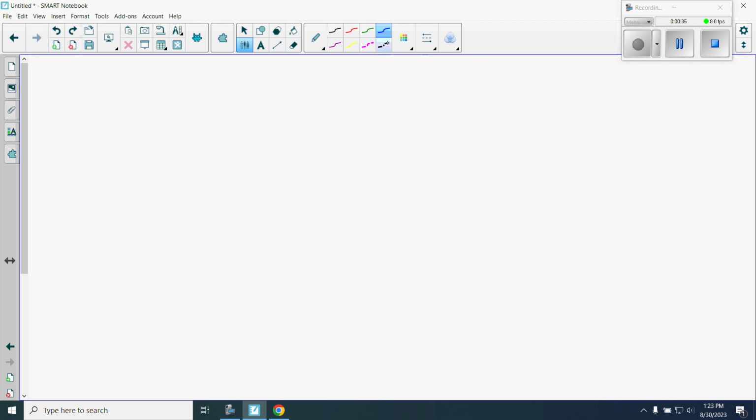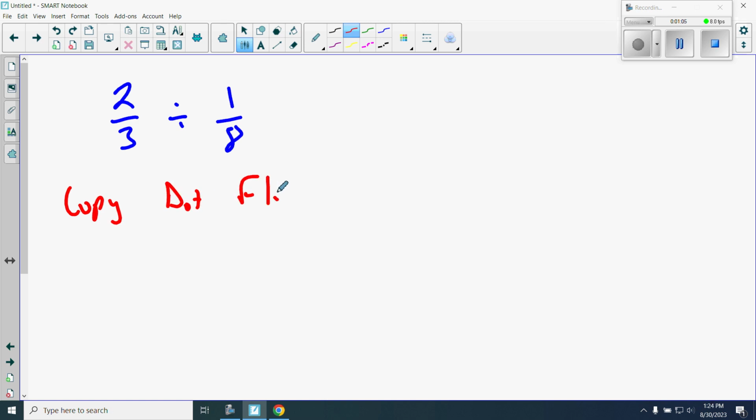So let's take a look at this real quick. When I divide fractions, let's keep it simple first. Let's go 2/3, and let's divide that by 1/8. When we see we are dividing fractions, there's a very simple rule, and something that I didn't come up with. A student of mine came up with it years and years ago, a simple saying, and that is copy, dot, and flip.